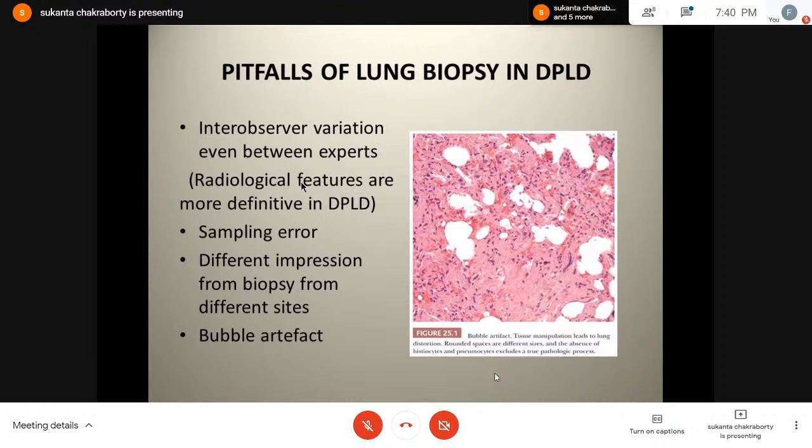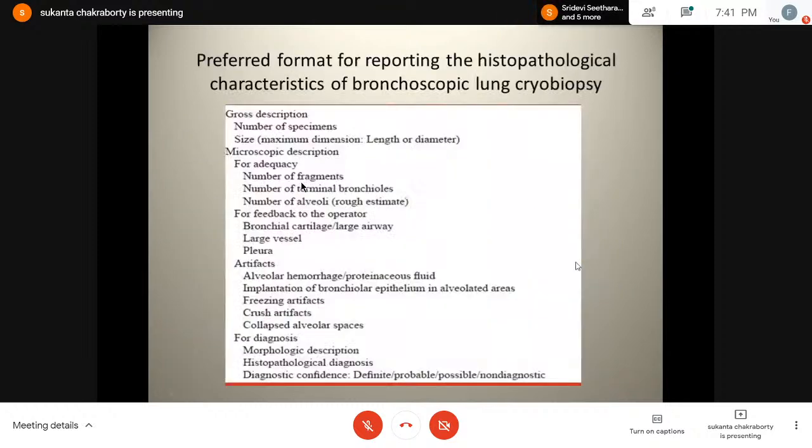And the next pitfall is bubble artifact. There is a picture of bubble artifact, and tissue manipulation can lead to this distortion of the lung tissue, and these rounded spaces of different sizes with absence of histiocytes and pneumocytes exclude a true pathological process. This is the image of a bubble artifact.